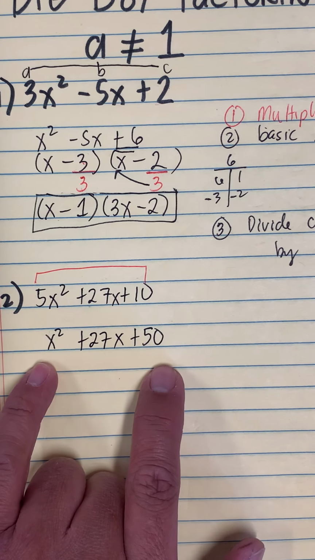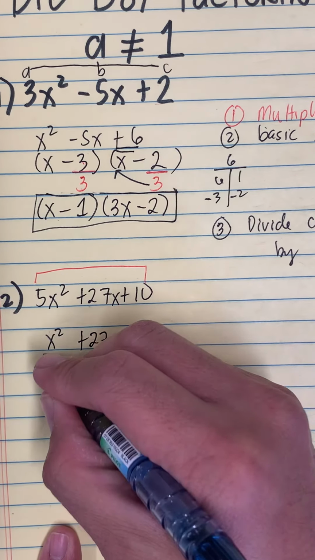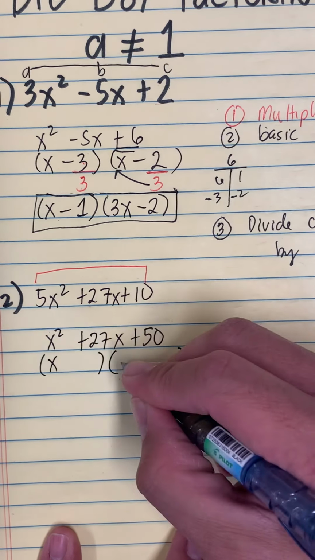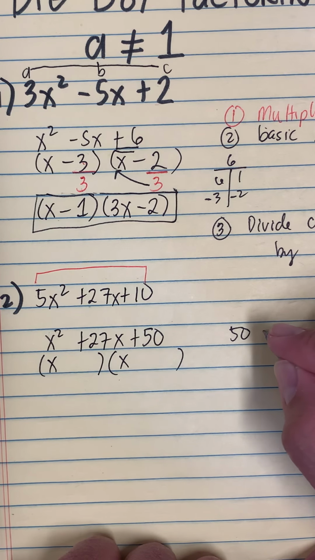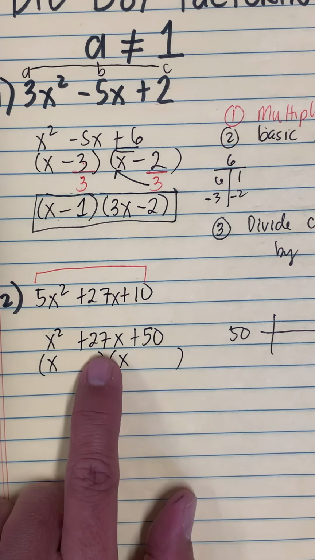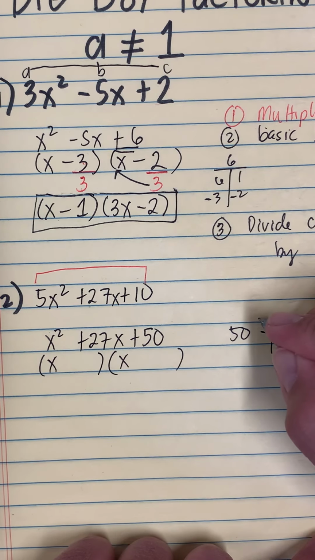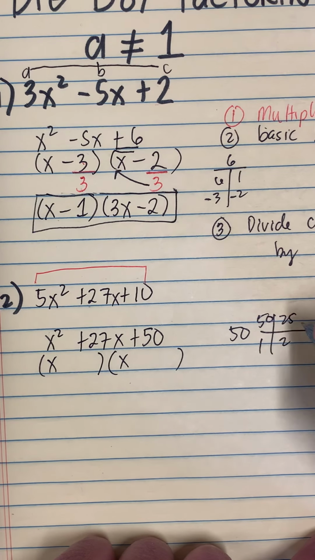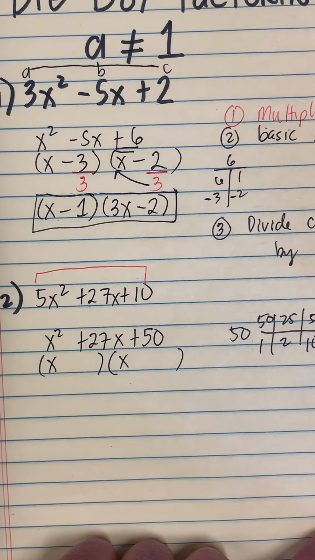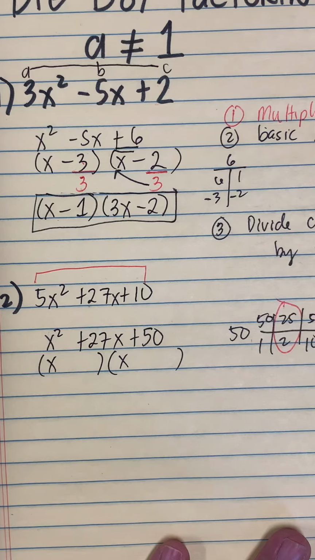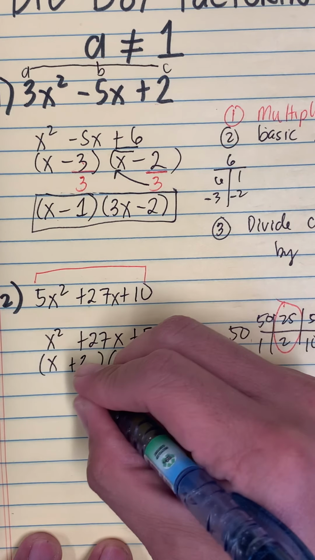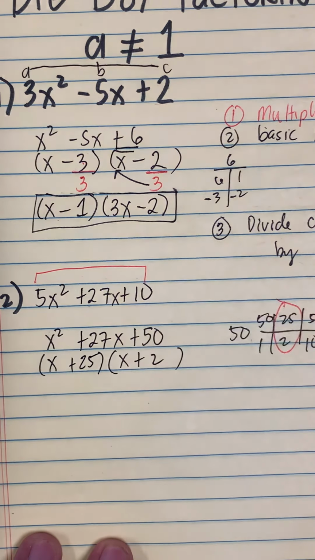Now it becomes a baby factoring problem. So we write x here and x there. Now you have to think of two numbers that, when you multiply them, give you 50, and when you add them, give you 27. So let's list down first the factors of 50. We have 50 and 1, we have 25 and 2, we have 5 and 10. Which pair of numbers here most likely may give you a 27 when you add them? You're right, it's 25 and 2. So I'm gonna write here 25 and positive 2.